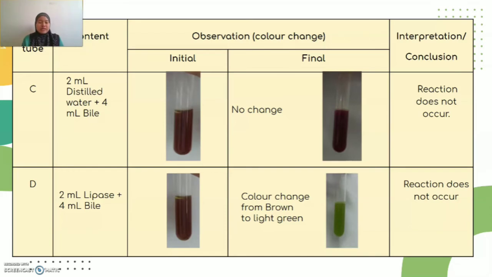The fourth test tube is 2 ml of lipase plus 4 ml of bile. The initial color is brown and the color changed from brown to light green at the final color. So the conclusion is reaction does not occur.